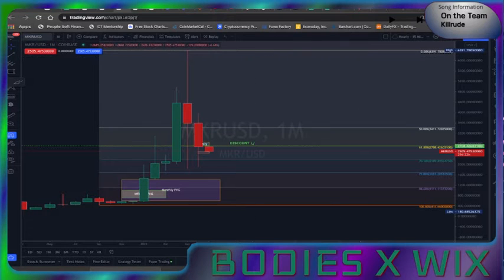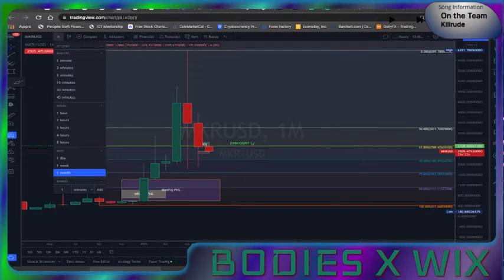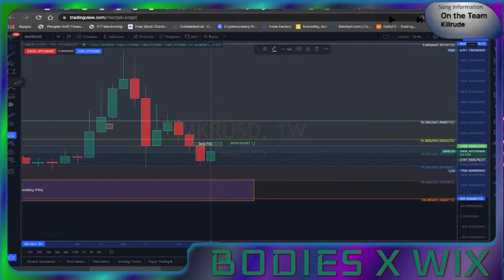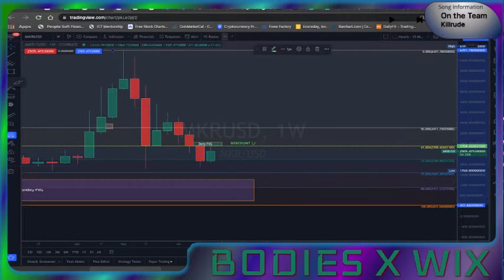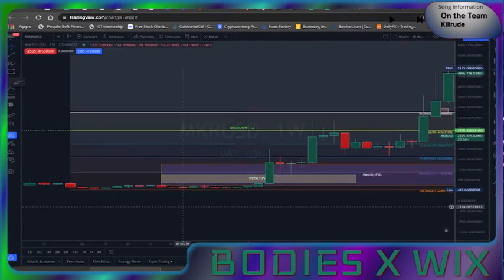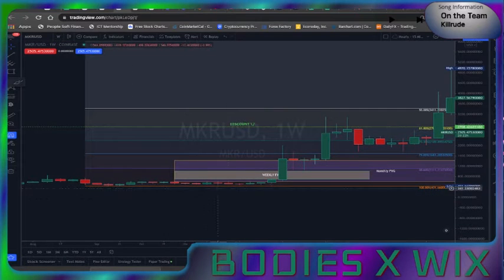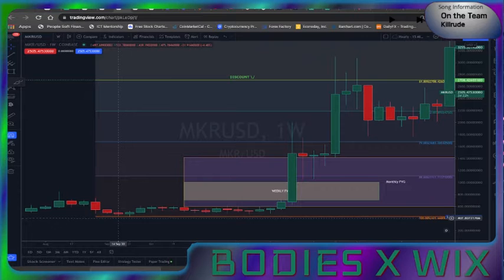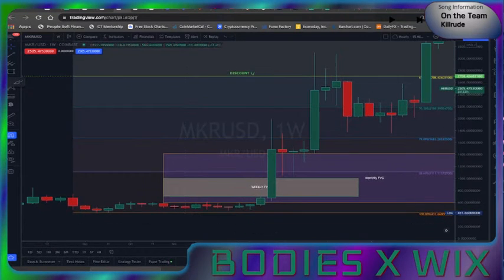So if we go from monthly to weekly, just keep breaking it down. I didn't mean to move that. In fact, I probably need to lock that, because I locked it at the bottom of, I want to say, one of the red candles on the monthly, but it came to this one on the weekly. So there's where I locked it. That was pretty much the bottom point.